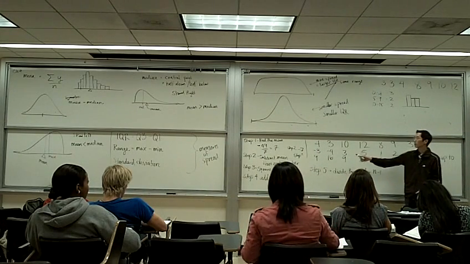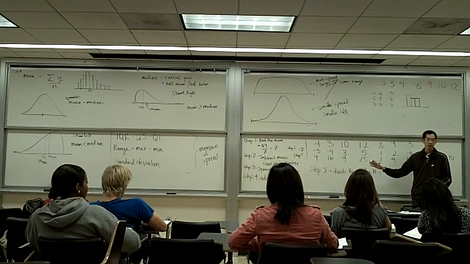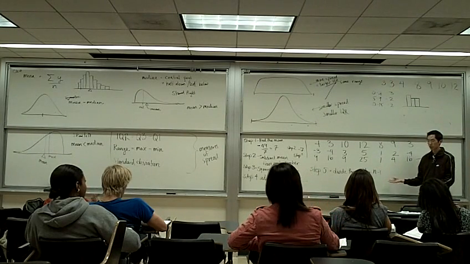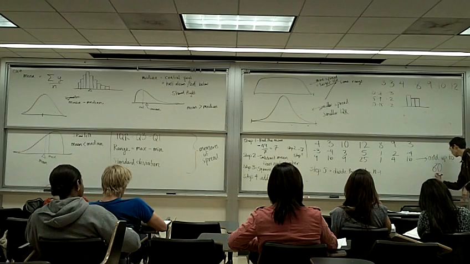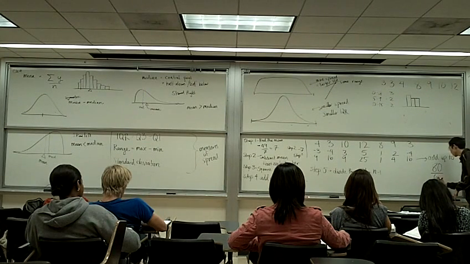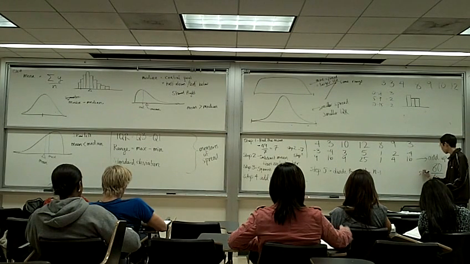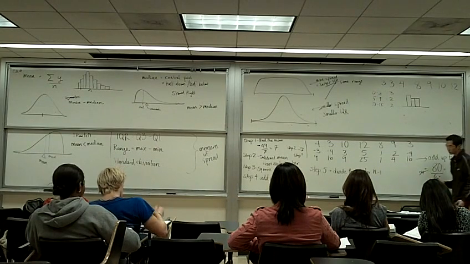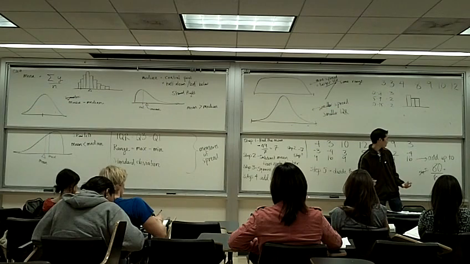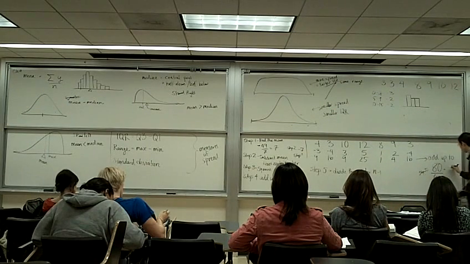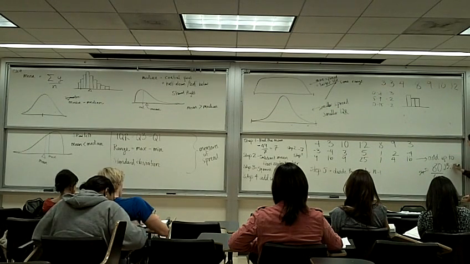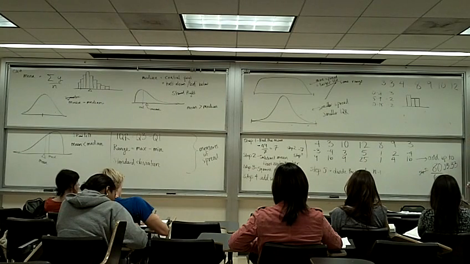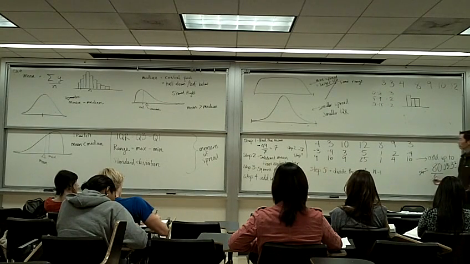In this case, n is 7. We have 7 numbers, so 7 minus 1 is 6. So we're going to do 80 divided by 6. Step 5 is 80 divided by 6, and that turns out to be 13.33.